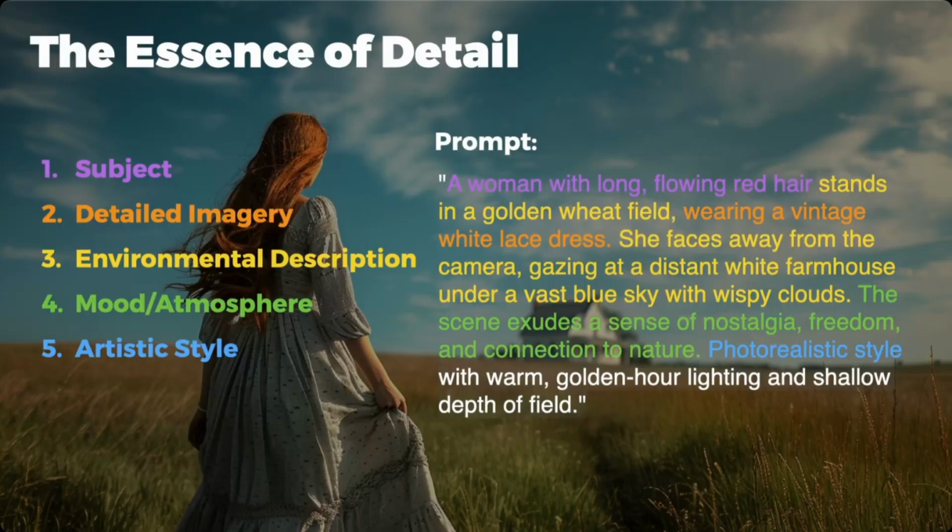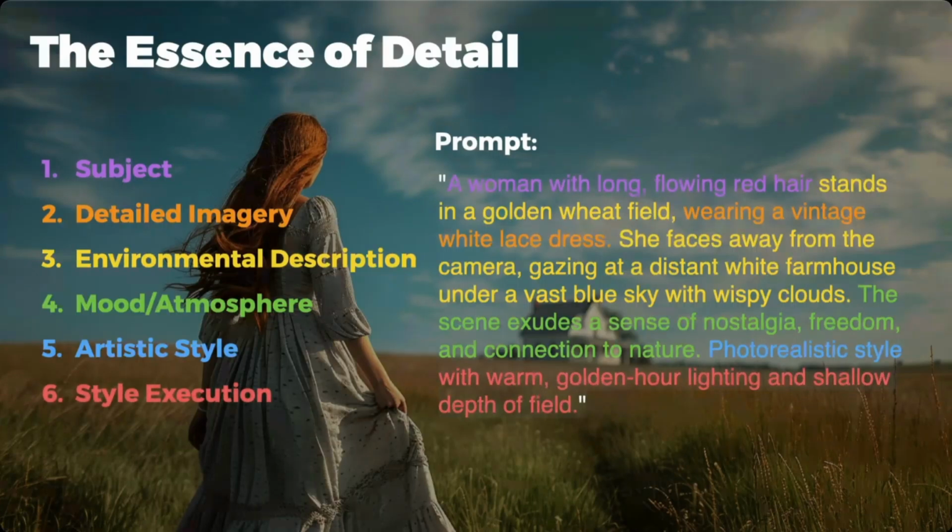And the sixth and final thing that you need in a prompt is the style execution. That's in the very last sentence here, with warm, golden hour lighting and a shallow depth of field. Now that also can include the camera angle, right? So how do I want that camera angle? Do I want it low, shooting up? Do I want it from behind and at head level? Or do I want it from really high looking down, like a drone view of looking down at the person in the field with the house?